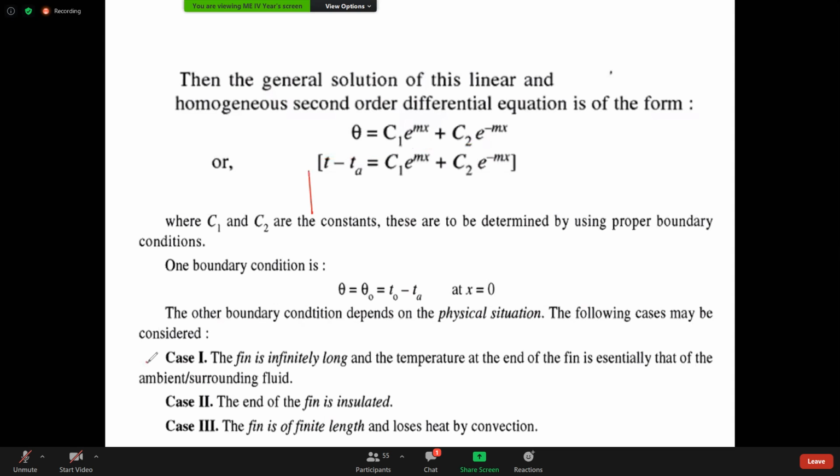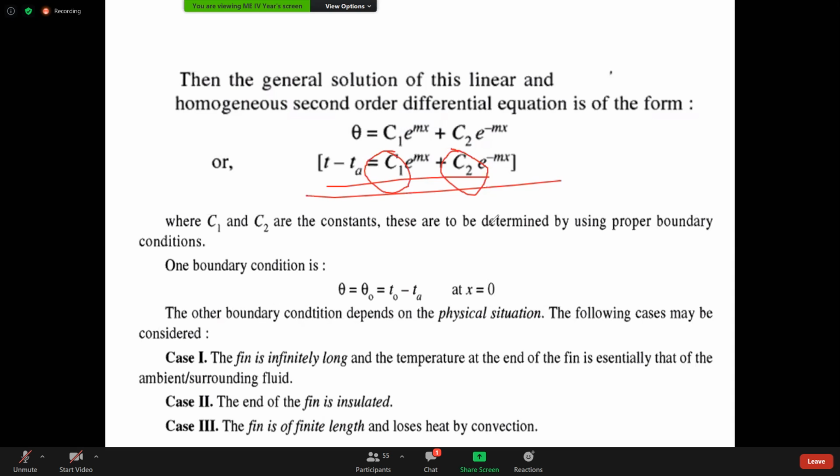So there are three cases. This is the general equation for all three cases. Using these three cases, we have to find out C1, C2. First case, what is C1, C2? Second case, what is C1, C2? Third case, what is C1, C2? That is our intention.